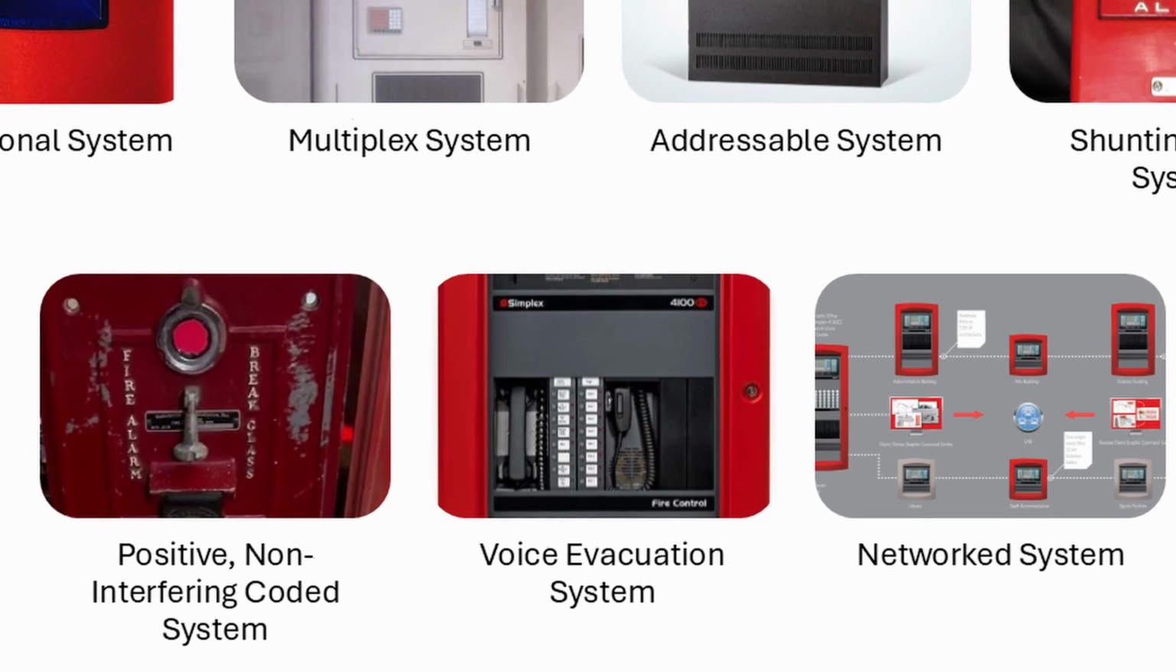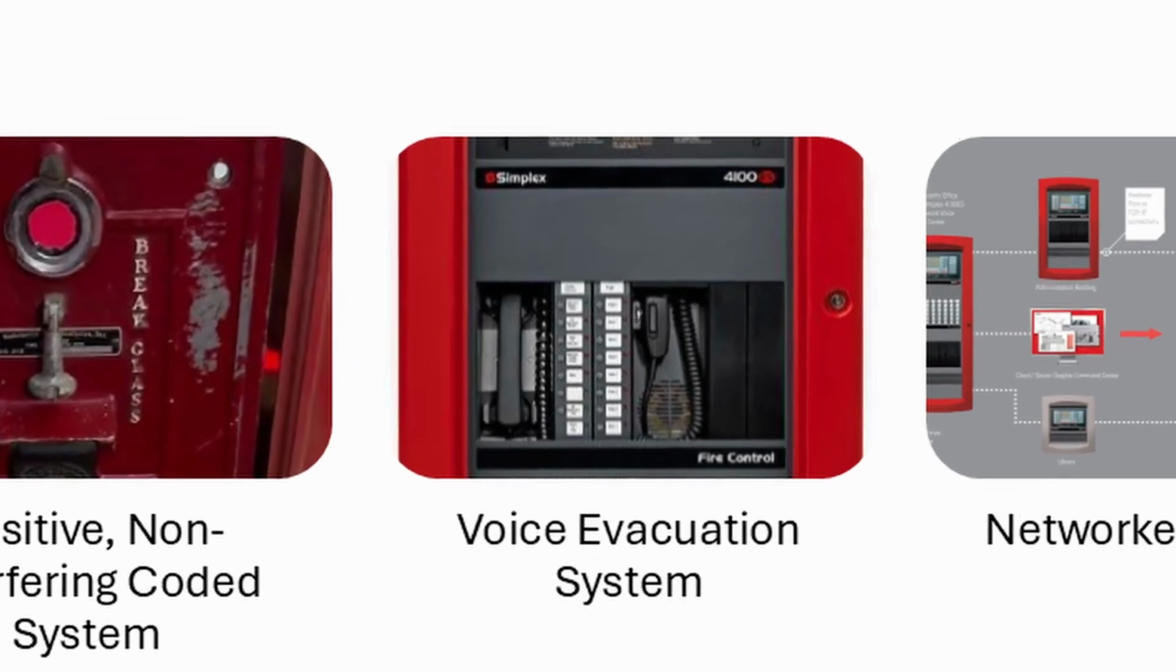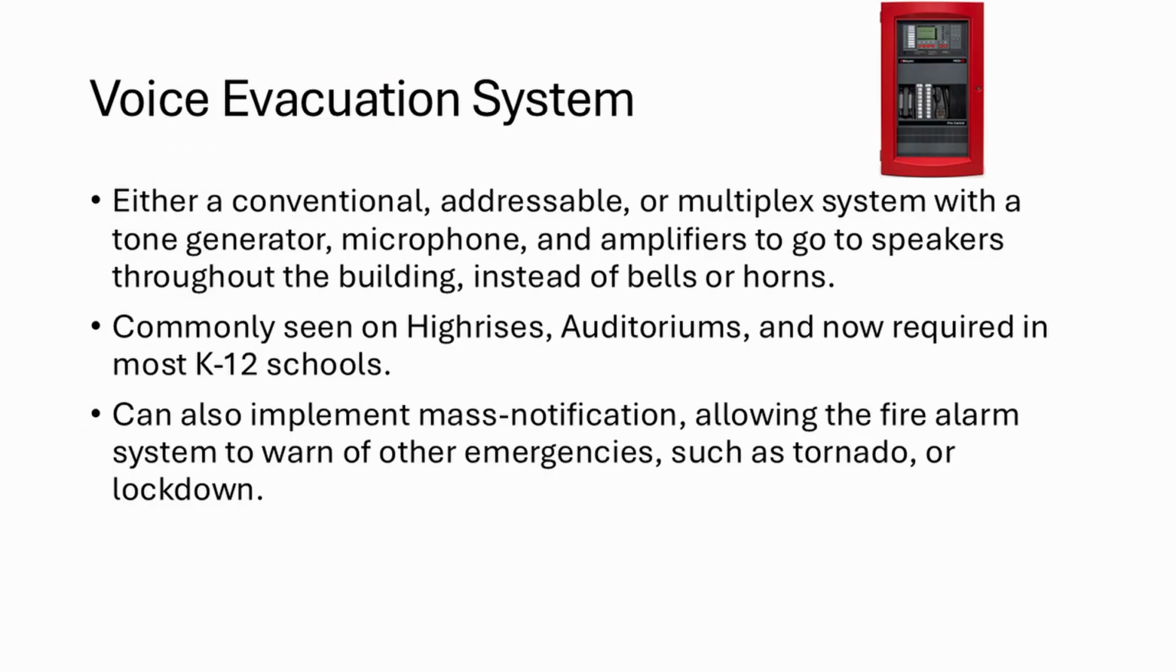Now, back to modern type systems, we have the voice evacuation system. This can be either conventional, addressable, or multiplex system with a tone generator, microphone, and amplifiers to go to speakers throughout the buildings instead of bells or horns. They're commonly seen on high-rises, auditoriums, and are now required in most K-12 schools.